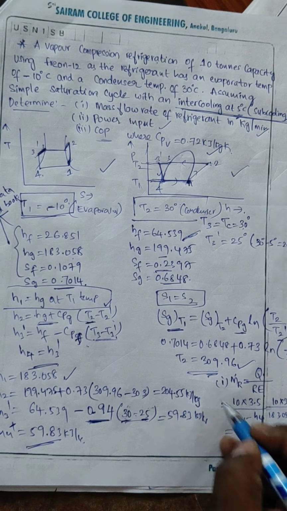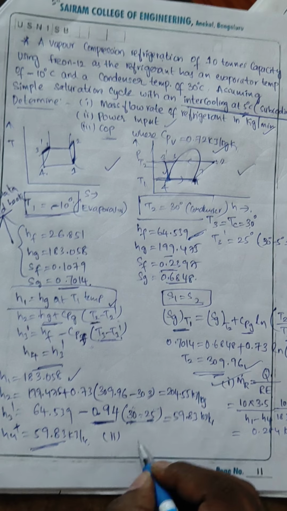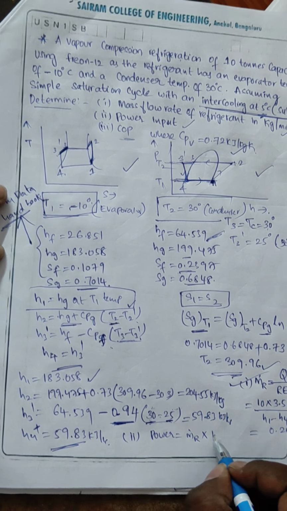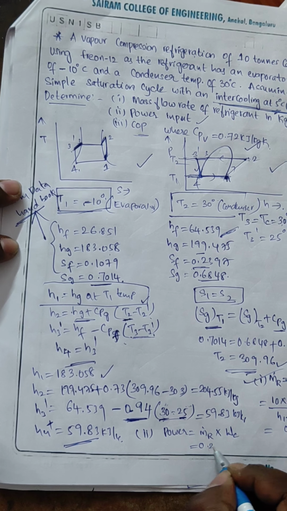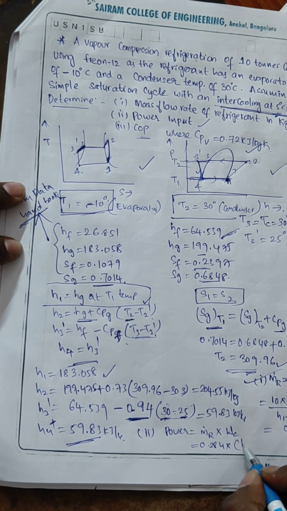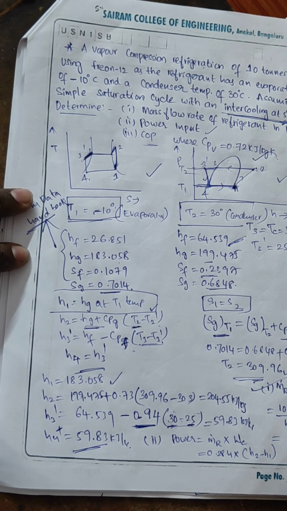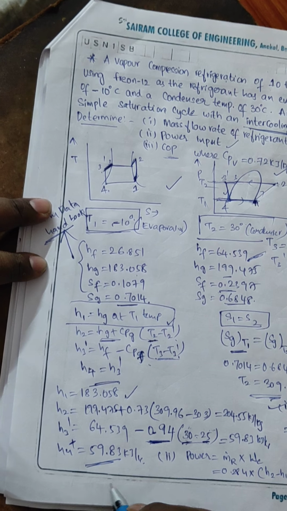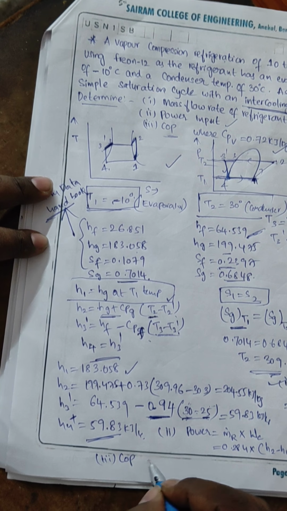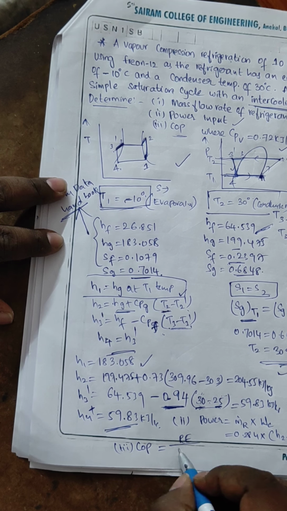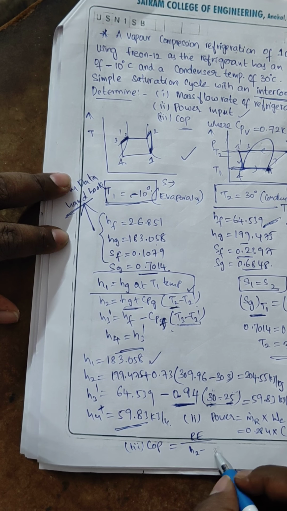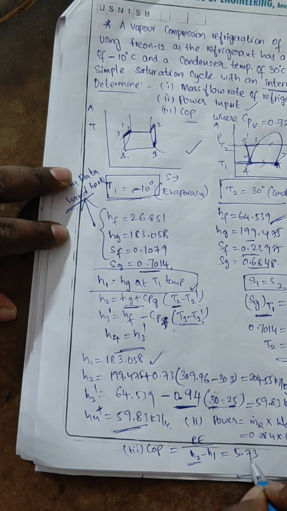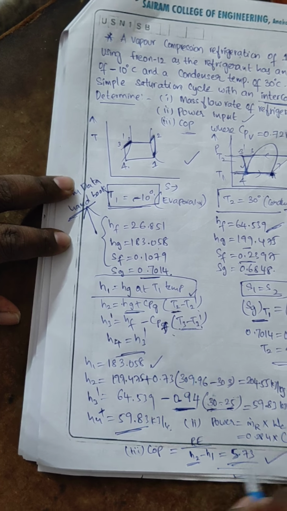So that is the first one. The second one is power. Power is equal to m dot r into compressor work, so 0.284 into H2 minus H1. That will become 6.10 kilowatts. The last one is COP. COP is equal to refrigerating effect divided by H2 minus H1, which is the compressor work. Here this will become 5.73. Okay, thank you.